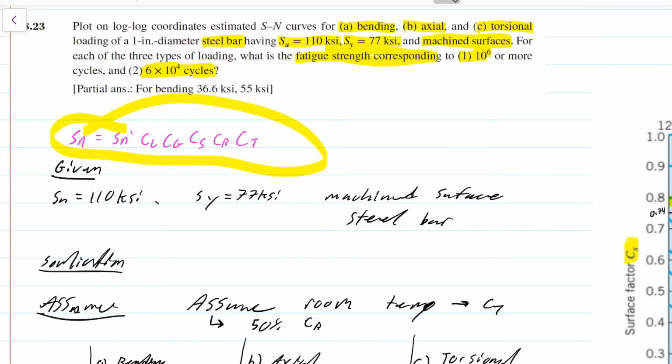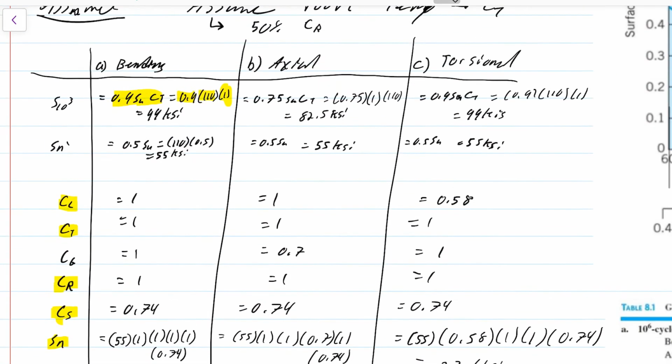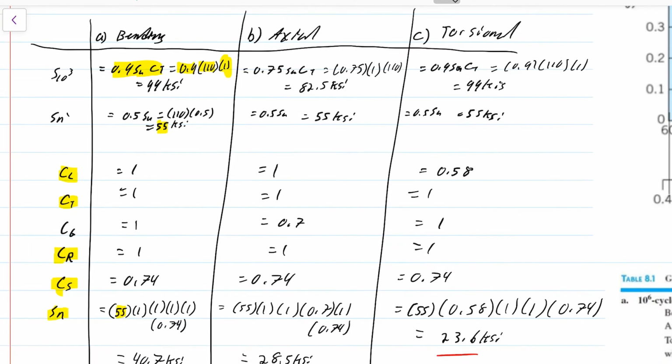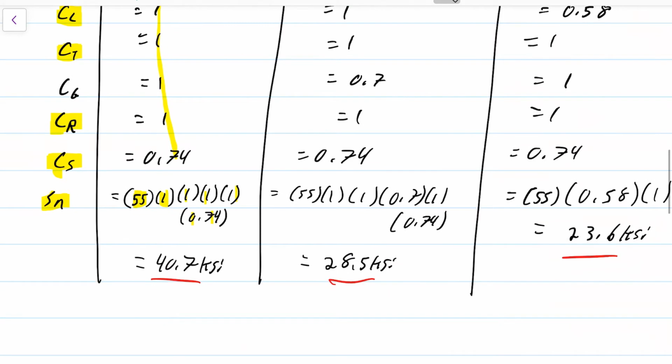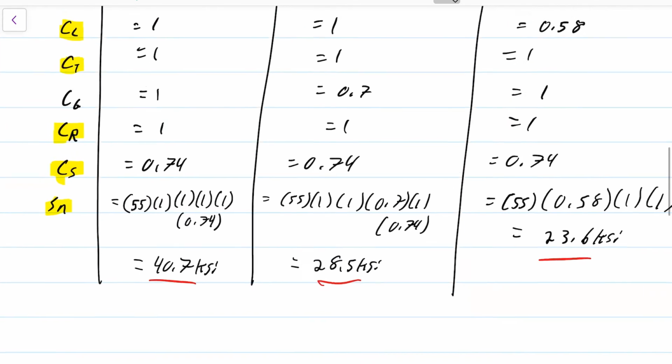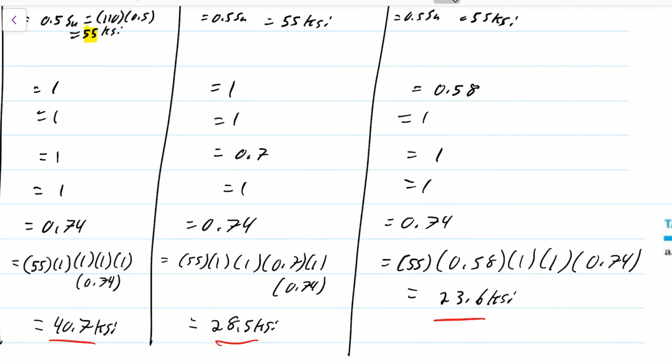What we did here is we just plug them all into the equation that we started with. First for Sn prime, we have 55 because we were given 55 right here. Then for the second one, it's CL, which is 1. We're basically just plugging everything in from this table, so we have 1, 1, 1, and 0.74 for the surface value. Put that into your calculator and that gives you a value of 40.7 KSI.